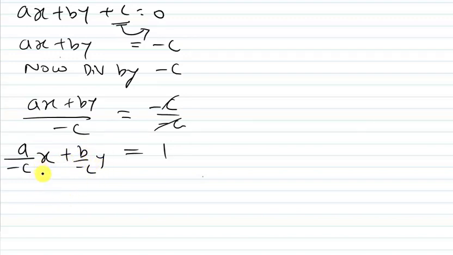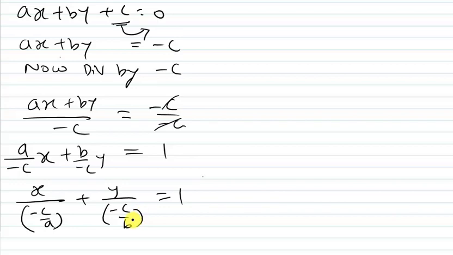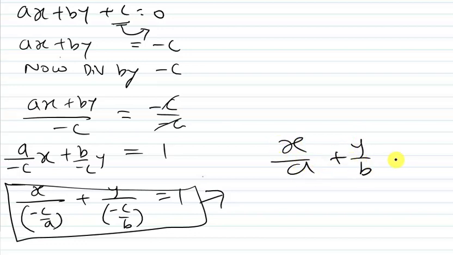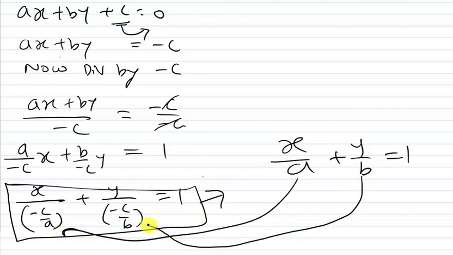Right? Now can I write it as x upon minus c by a? Right? Because the reciprocal of this will be a by c, plus y upon minus c by b equals 1. Here we have converted the standard equation of the line into the double intercept form. This is my double intercept form. Here the x-intercept will be minus c by a and the y-intercept will be minus c by b. So in this way you can easily find double intercepts, that is x-intercept and y-intercept of any line.